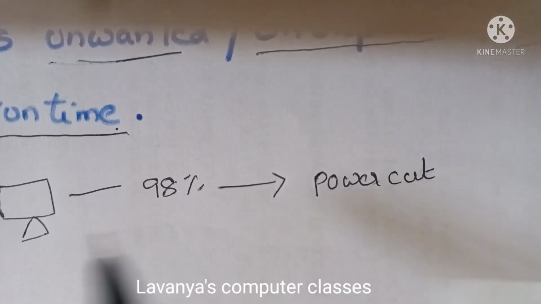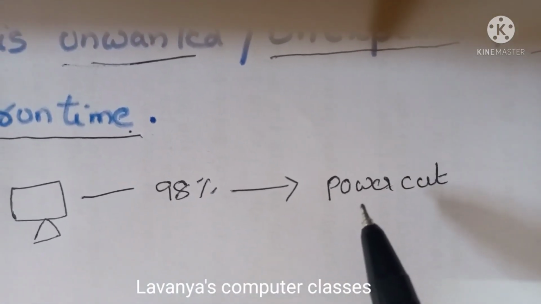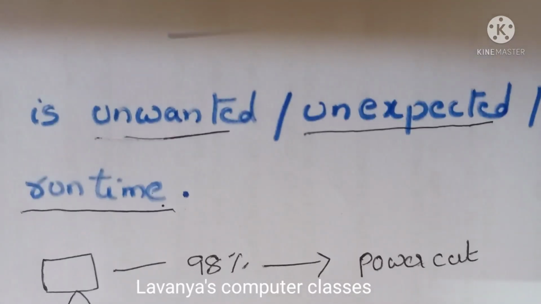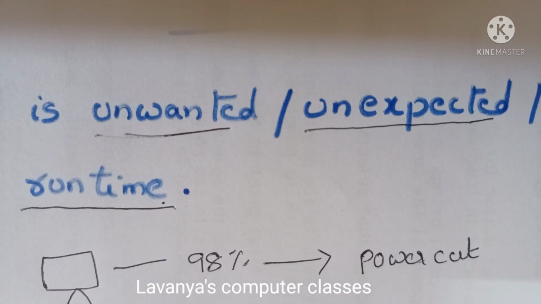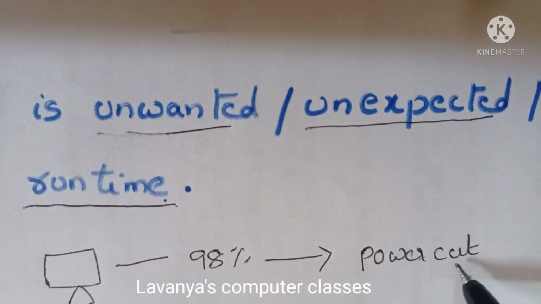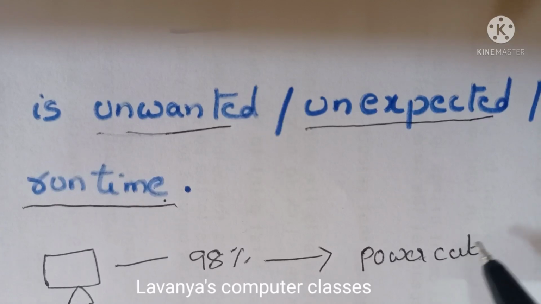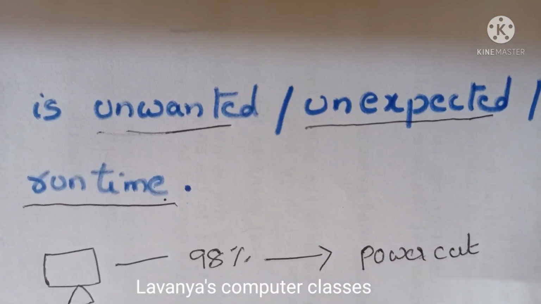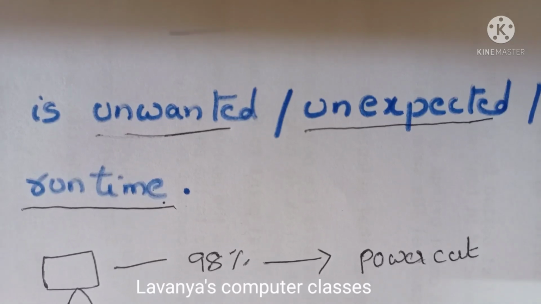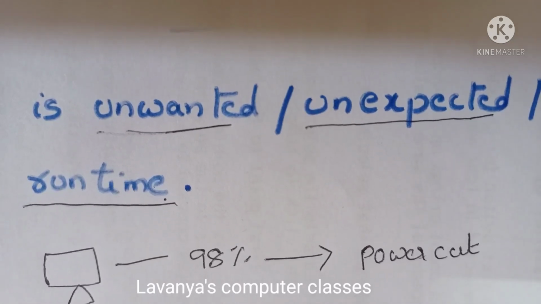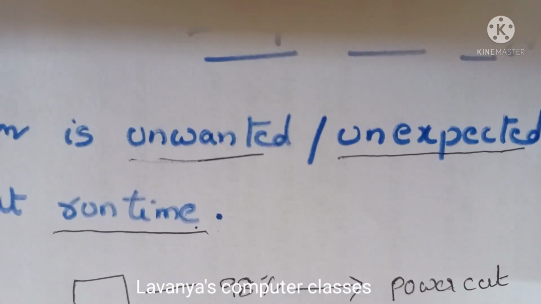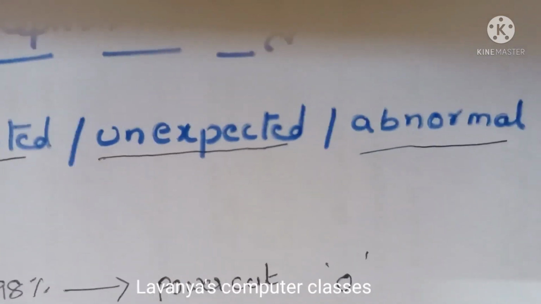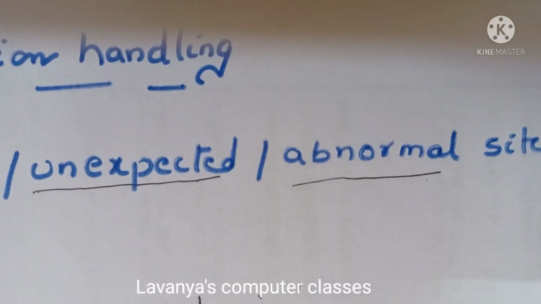We did not expect this, because power was there, the system was running properly, and we were downloading the movie. We expected that within 5 minutes the movie would be downloaded and we would be ready to watch it. But unexpectedly, the power is cut. There is no power backup, and the entire movie is totally vanished. It goes to zero. So this is an exception because we did not expect it. It is an abnormal situation.